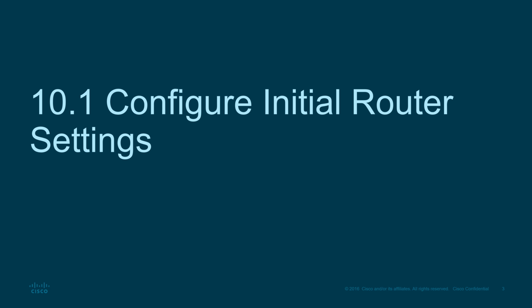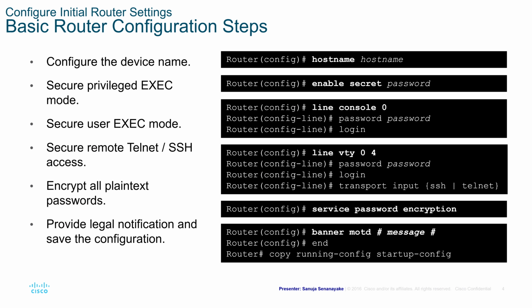Configure initial router settings. The basic router configuration steps include configuring the device name, securing privileged executive mode, securing executive mode, securing remote Telnet and SSH access, encrypting plain text passwords, and providing legal notification on the saved configuration.